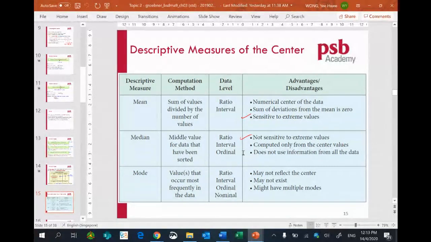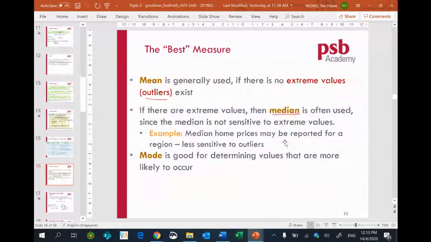For this particular slide, what you need to take note of is that mean is sensitive to extreme values, median is not. That's the most important thing. So when you have a data set where there are no extreme values, then mean is a good one to use. But if there are extreme values, then you may want to choose the median as the center.